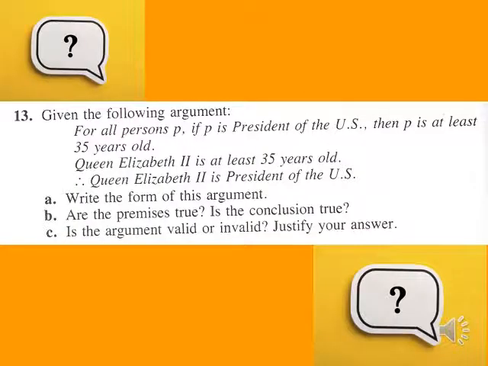I always get kind of a laugh out of the next problem. It says, for all persons P, if P is President of the United States, then P is at least 35 years old. Queen Elizabeth II is at least 35 years old. Therefore, Queen Elizabeth II is President of the U.S. And we're supposed to figure out the form of the argument. It asks us whether the premises and the conclusion are true, and figure out whether this is valid or invalid.